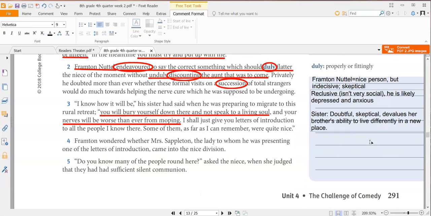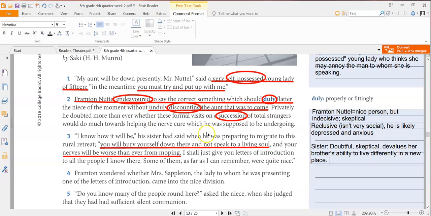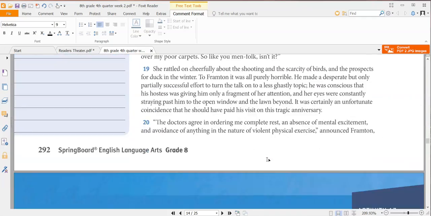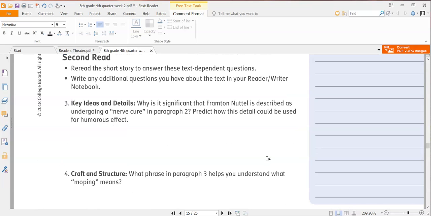So as you continue, go on and continue to add notes about the characters, what you can decipher about the characters, and then meet me down here at the questions. For number 3, it says, why is it significant that Frampton Nuttall is described as undergoing a nerve cure in paragraph 2? Predict how this detail could be used for a humorous effect. So for the nerve cure, you're going to go back and find where it says that in paragraph 2, and then make a prediction about how you think it could be used for a humorous effect.